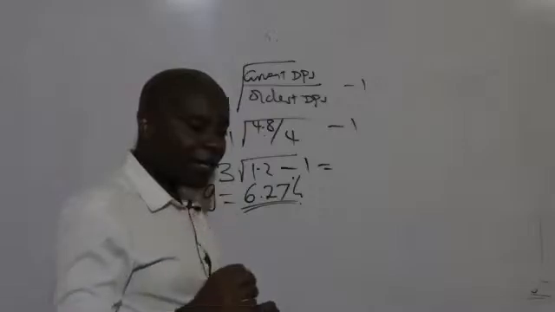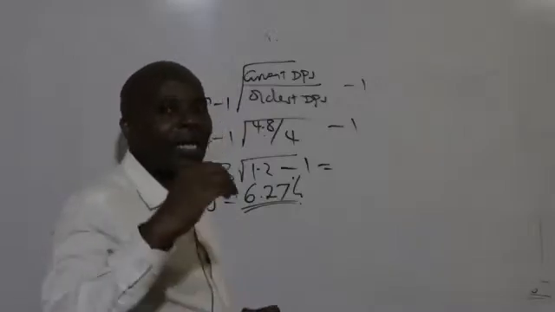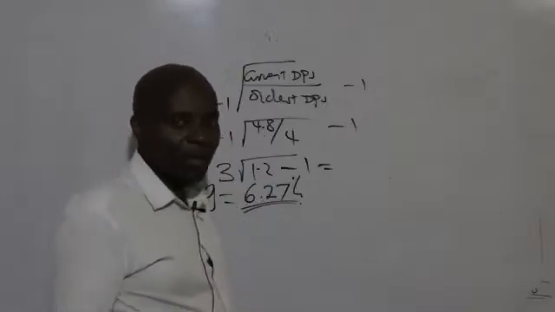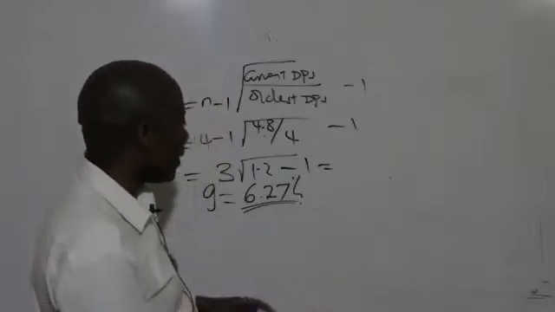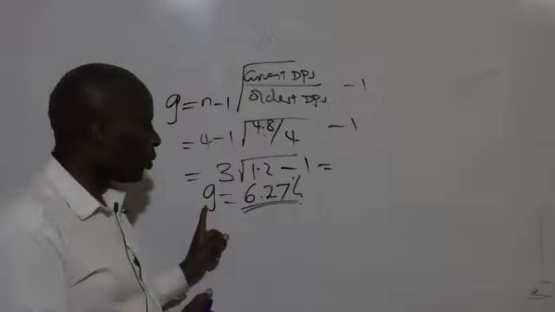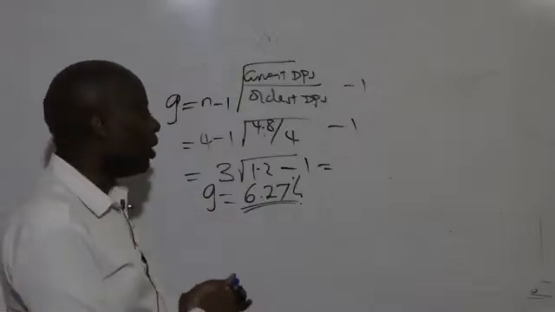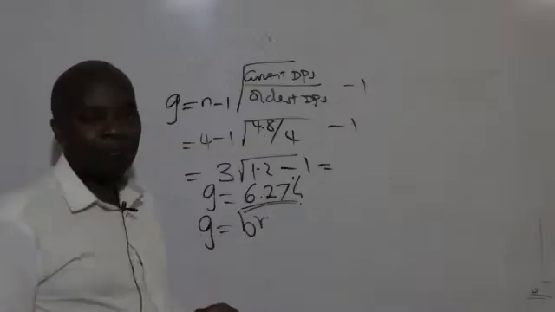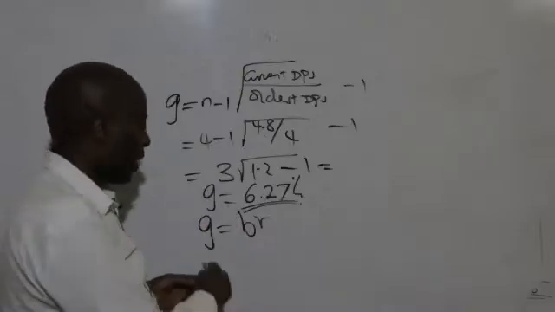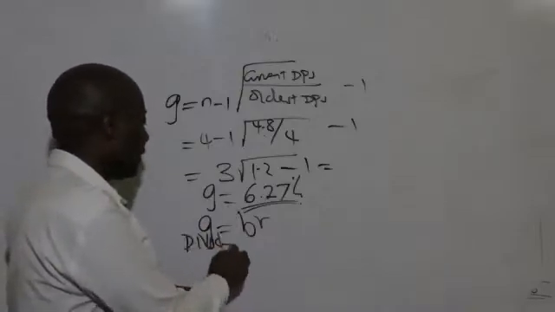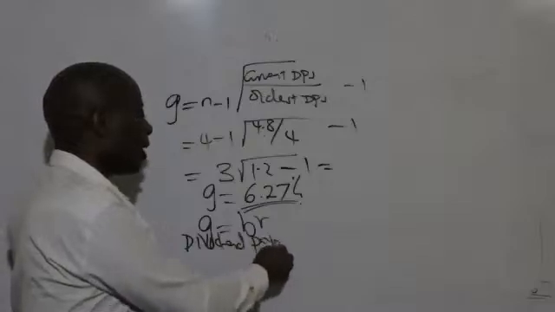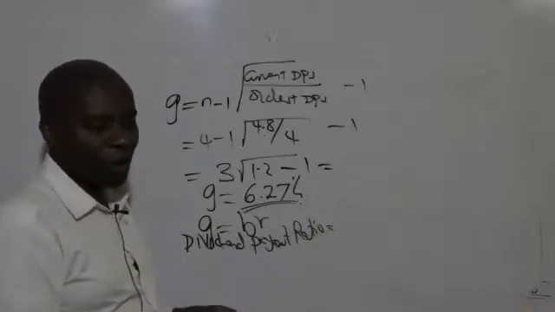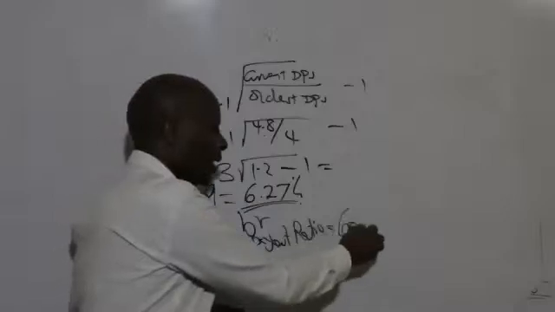But you see, after getting that particular growth rate, ladies and gentlemen, that is not yet enough. You have not arrived yet. Why? Because the examiner is talking about a connection between your growth rate and return on investment. And the only connection that we know between the two is the one that tells us that G equals BR. And unfortunately, this examiner has given us the dividend payout ratio. He has said it is 60%.